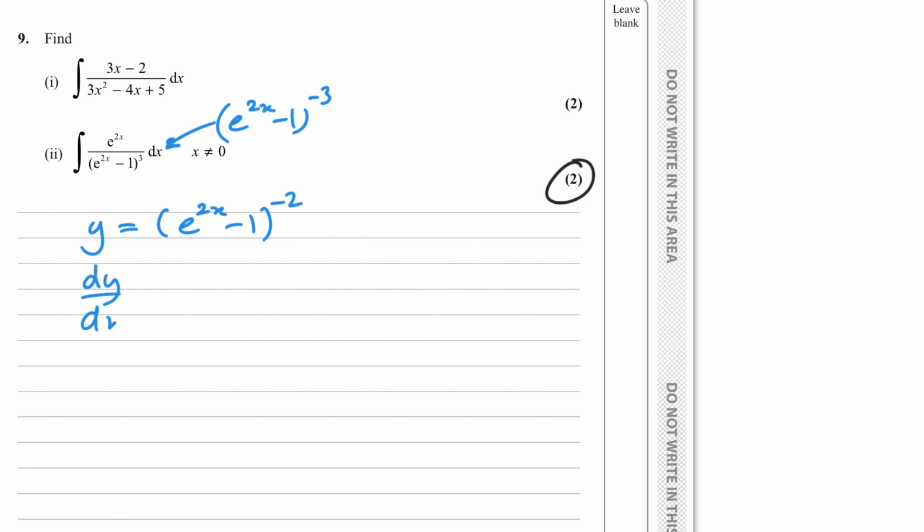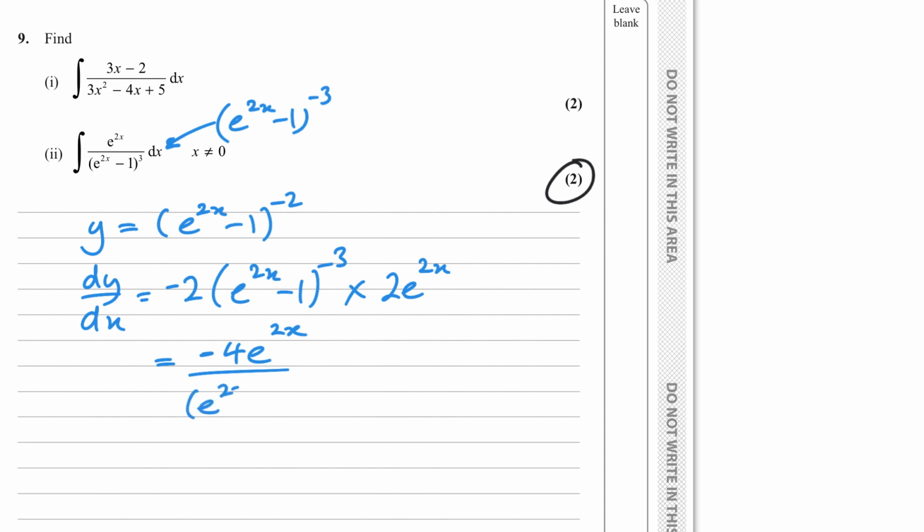Now when I differentiate this, I get minus 2 e to the 2x minus 1 to the minus 3 multiplied by, now I need to differentiate this middle. Differentiating e to the 2x will be 2e to the 2x, and the minus 1 differentiates to nothing. So now you can see I've got minus 4e to the 2x on the top, and if I take this bracket down, I get e to the 2x minus 1 cubed on the bottom.